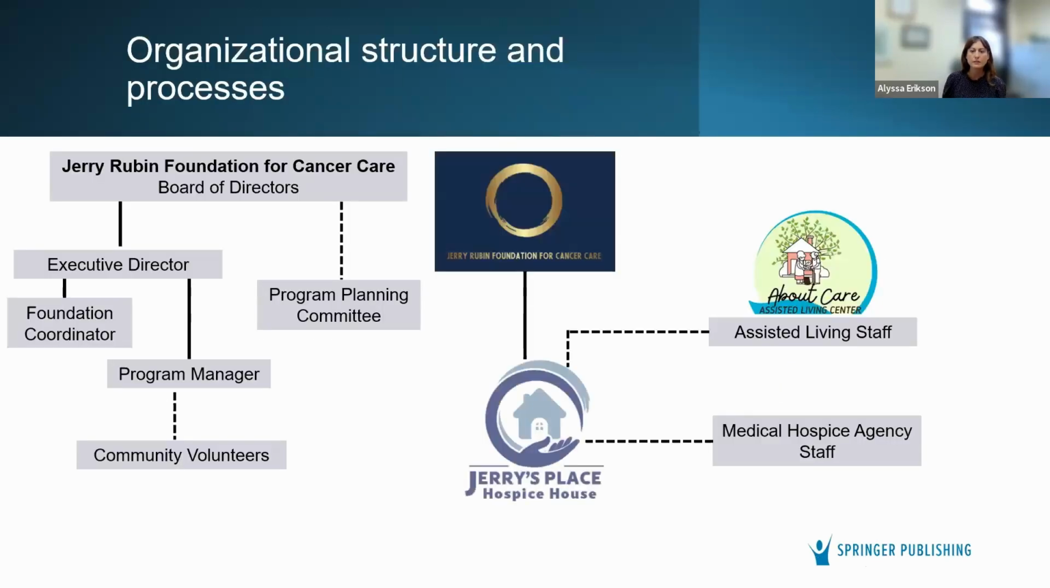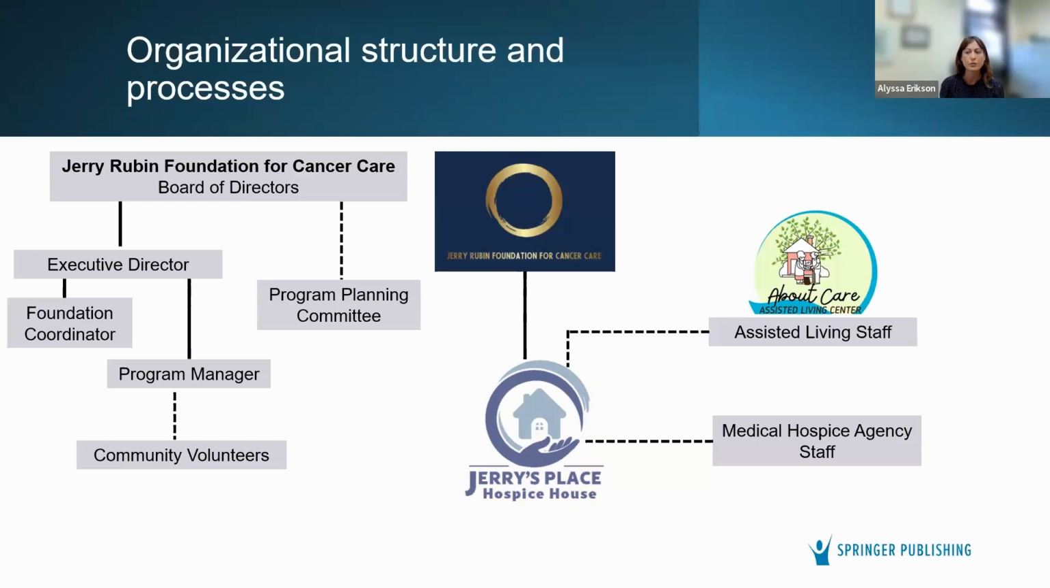Because we're a multi-agency collaboration, this chart just helps to understand the organizational structure and the process of how we operate. So the nonprofit organization, Jerry's Place Foundation, has a board of directors. It has the executive director, and then we have 2 paid staff positions at Jerry's Place.